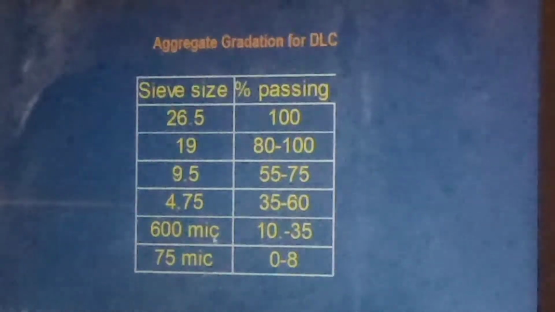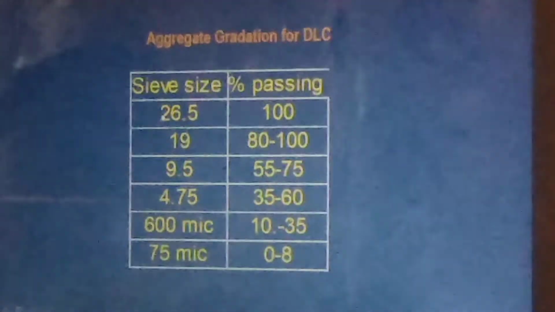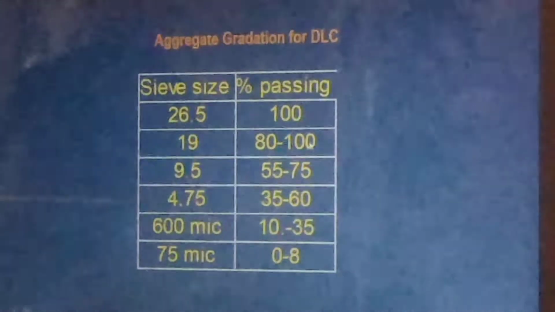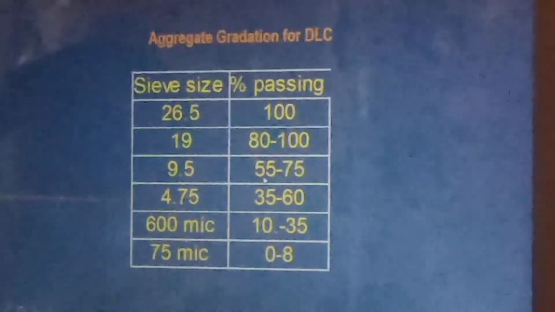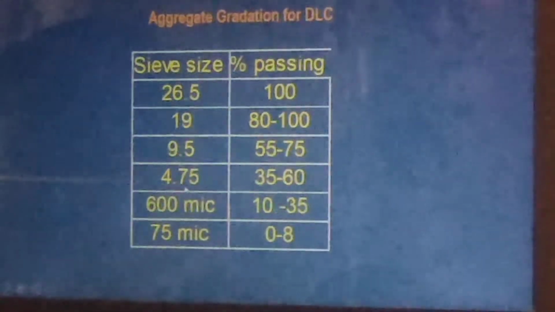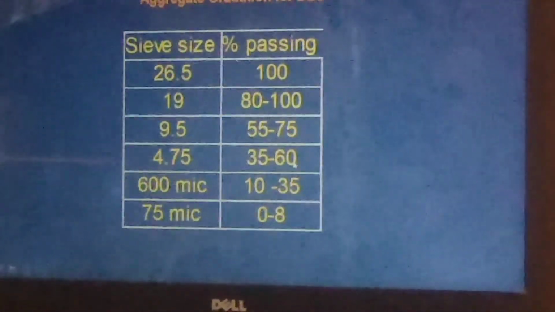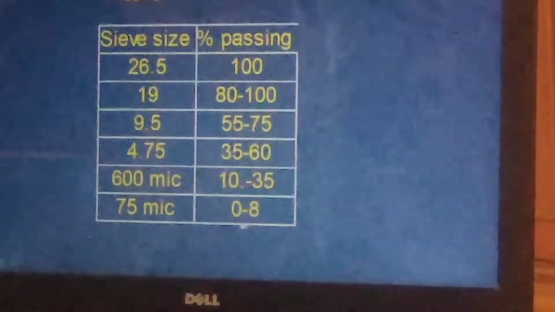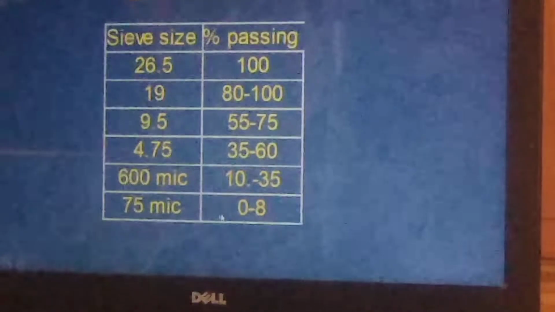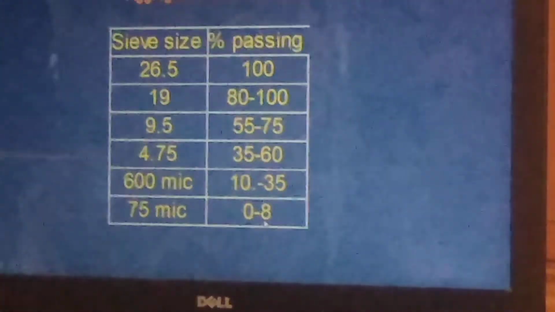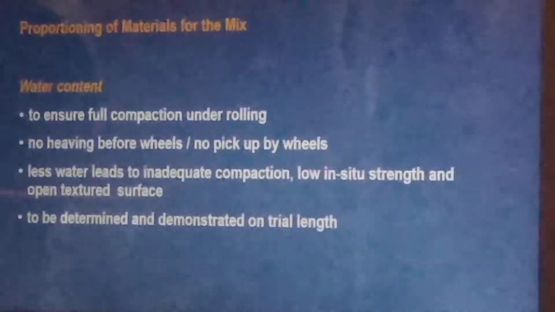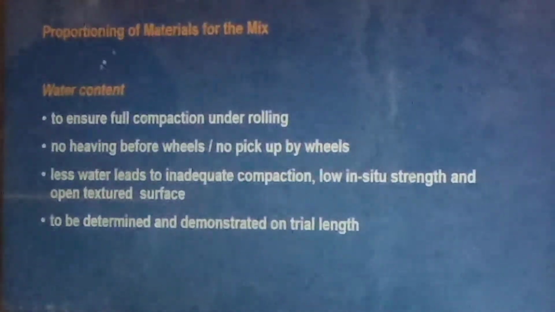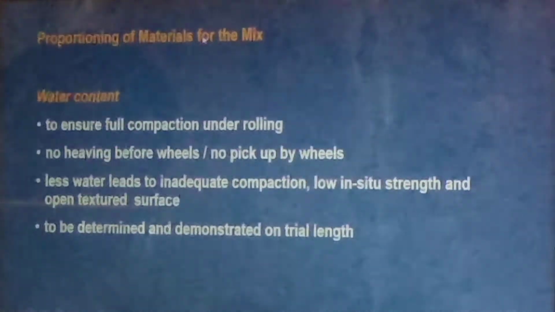This is the gradation for DLC. So 26.5 mm 100%, 19 mm 80 to 100%, 9.5 mm it is 55 to 75, 4.75 mm it is 35 to 60% passing, and 600 micron it is 10 to 35% passing, and for 75 micron sieve it is 0 to 8% passing. This is the gradation of DLC. Then comes the proportioning of materials for the DLC mix.